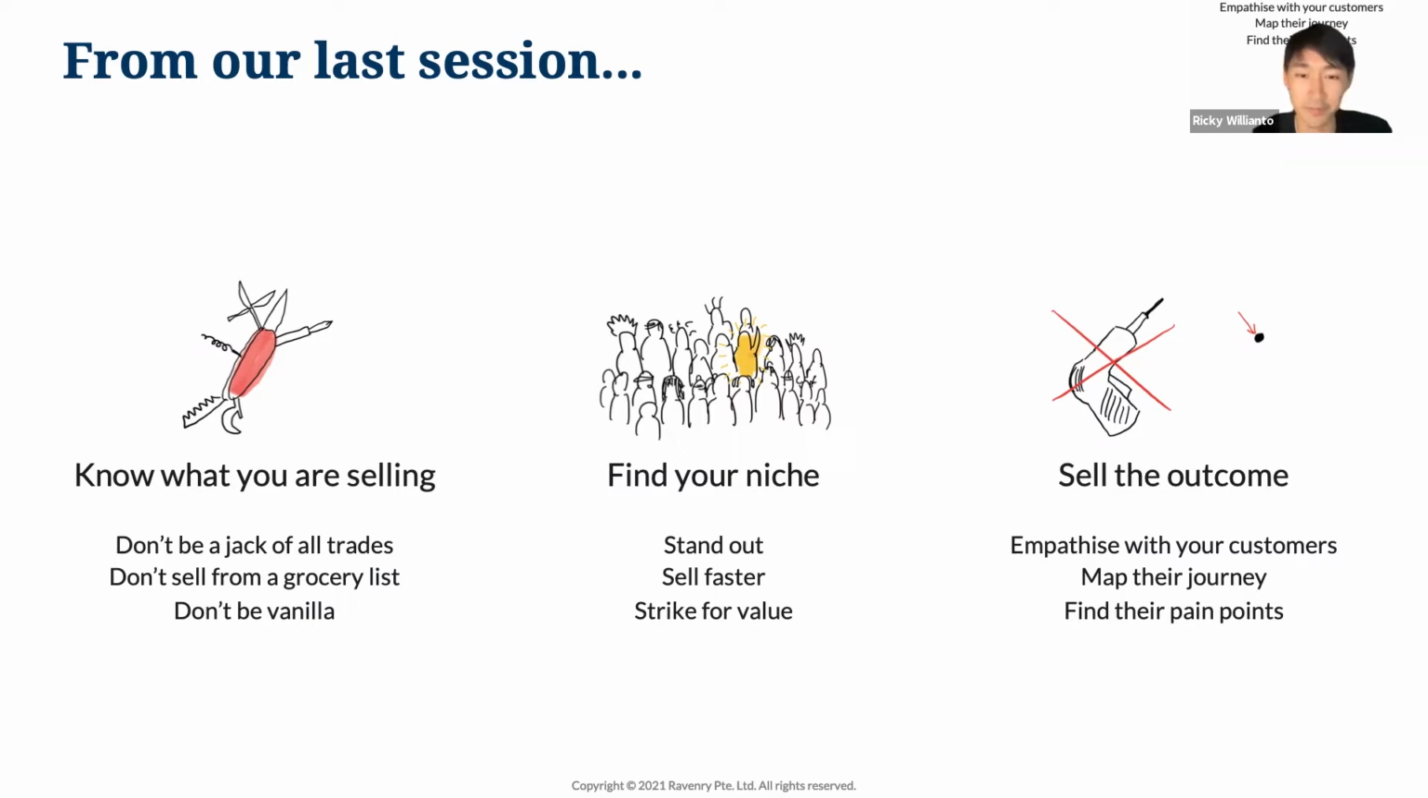From the last session, we shared some tips to help you think about how you can define your service offerings and how you can use those service offerings to solve your clients' problems. There are 3 main things that we can take away from it. First is having a clear understanding of what you're selling. One of the sub-points is do not be a jack of all trades, someone who basically offers everything and anything to a client anytime someone is willing to listen to you.